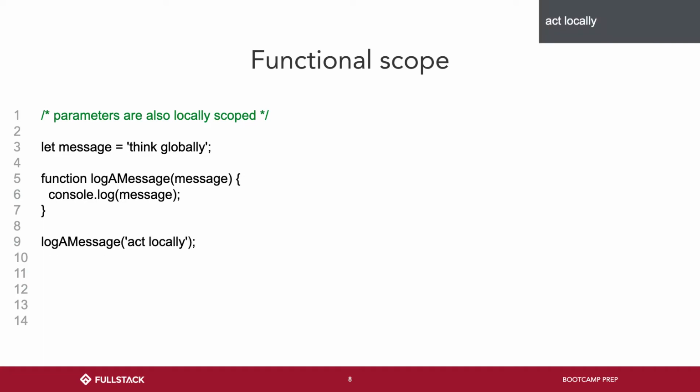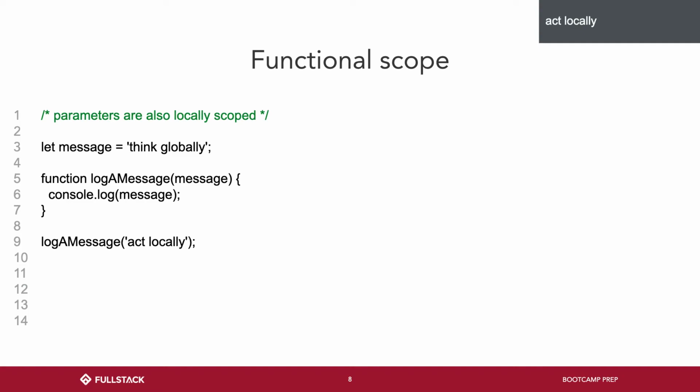Parameters are also locally scoped. This can trick people. Message here is act locally because we pass act locally into log a message. We define let message up here equal think globally. We define a function called log a message, and then we invoke that function and we pass in a string act locally. Then we console.log that message because it's captured as this variable message.